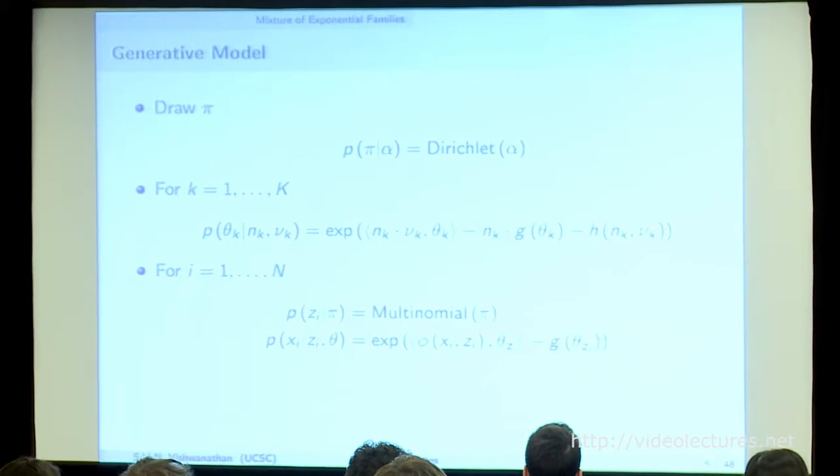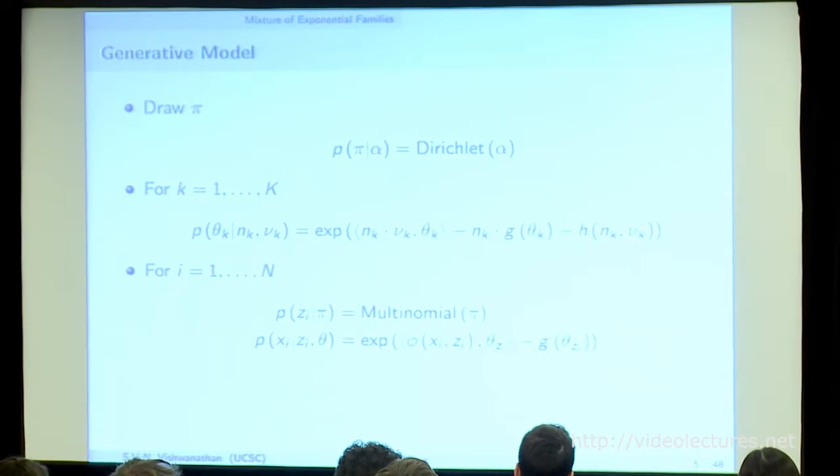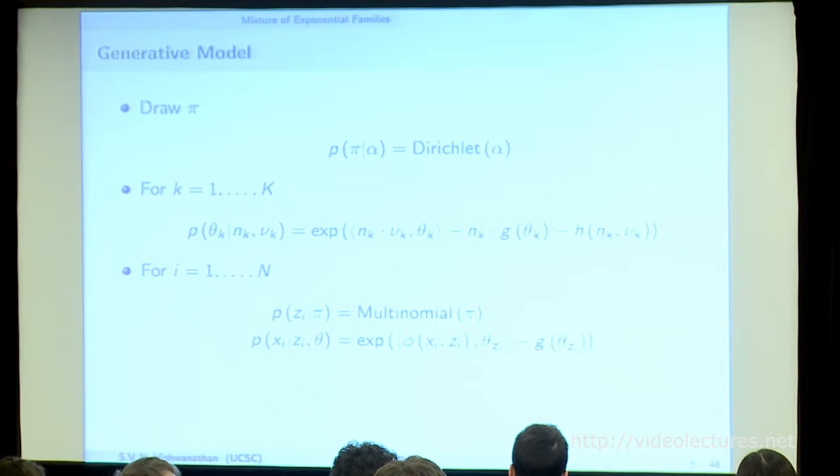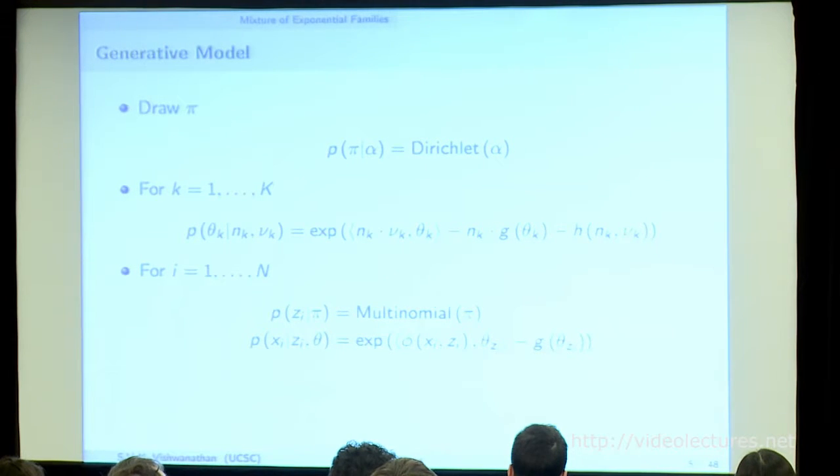So the generative model here is that you first draw the mixture proportions from a Dirichlet, and then you draw the k samples, the k cluster centers, and then for each data point you are going to first draw the z, which tells you which of the k components this data point came from, and then you will draw from that particular exponential family distribution, okay.